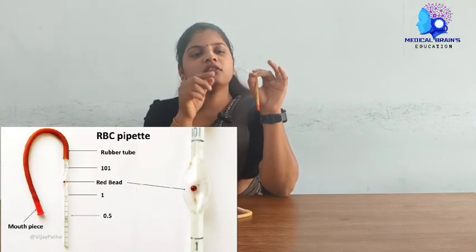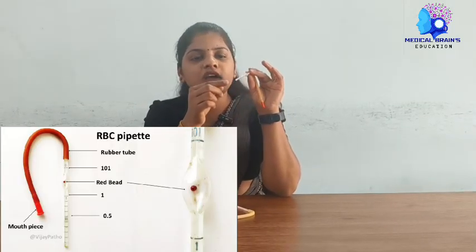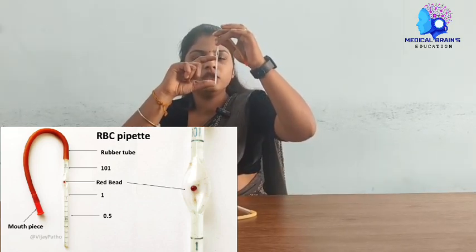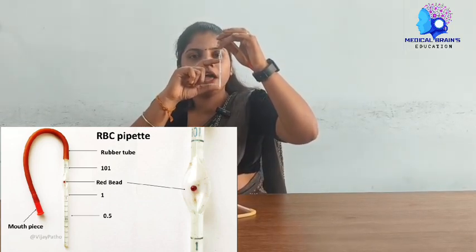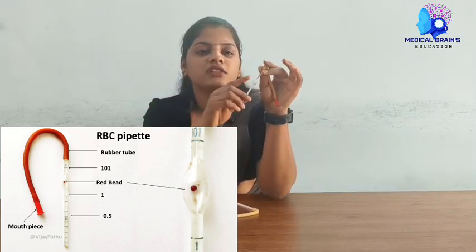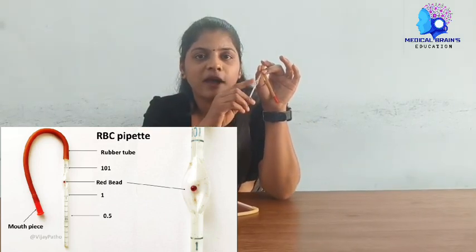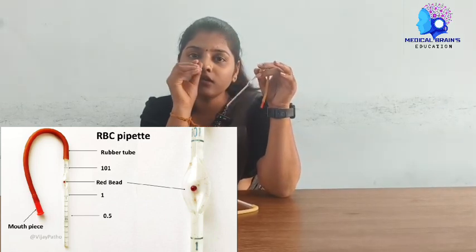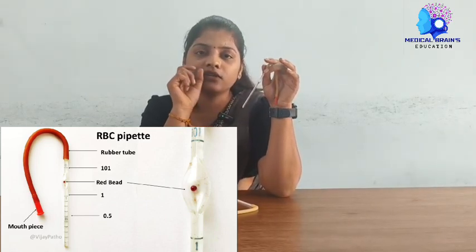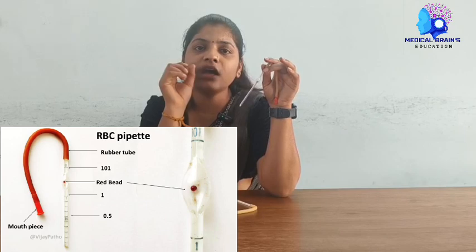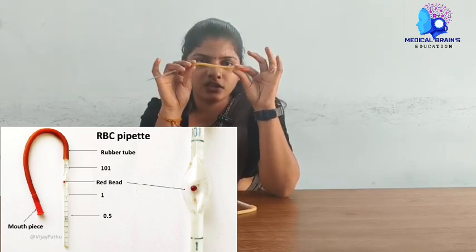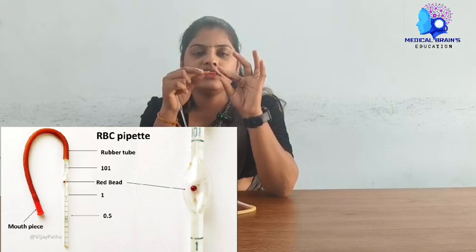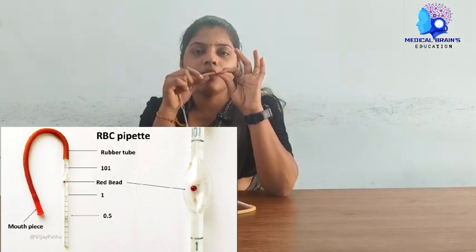The parts are: the edge part, we will call it a conical tip, and next, this part from here to there, we will call it a stem. Here we can see the round-like structure, this part we will call a bulb. Inside the bulb there is a seed-like structure, that seed-like structure we will call a bead. And next, this part we will call a rubbery tube. And next, this part we will call a mouthpiece.